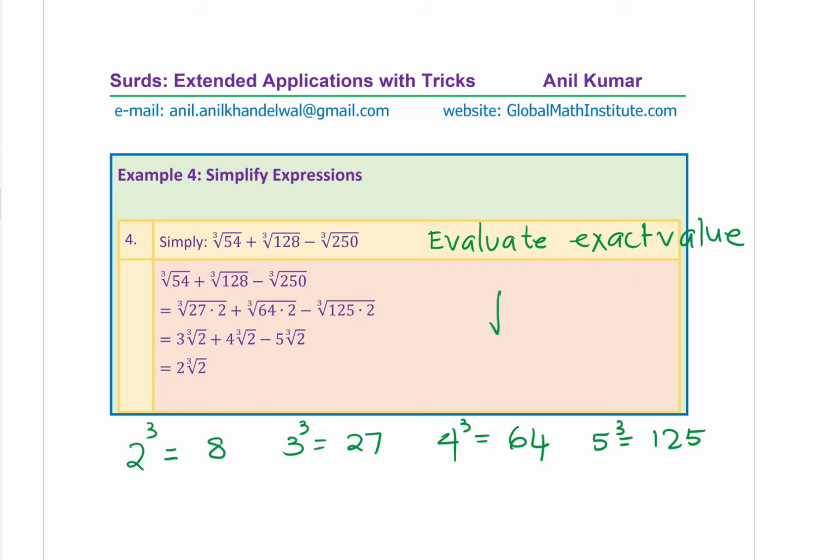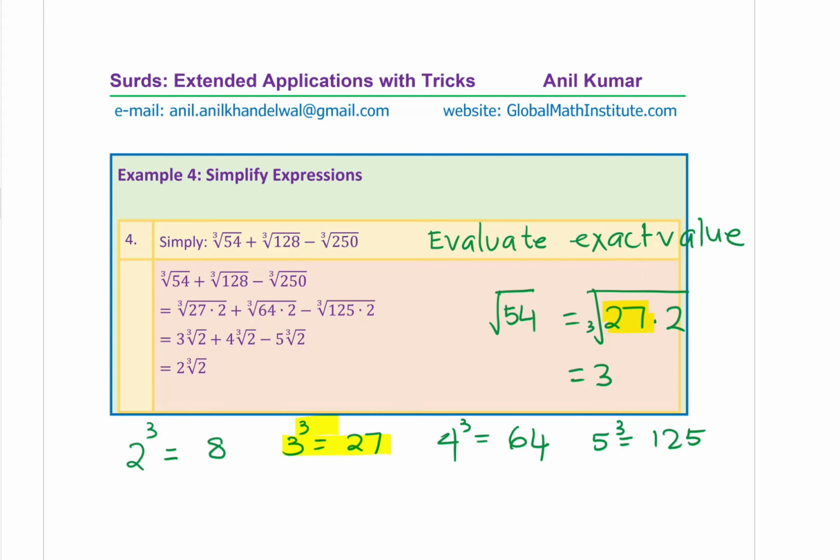So think like this. We have 54 here. Now 54 is a product of 3. We could write this as 27 times 2. That is 54, correct? Knowing fully well that 27 is basically equal to 3 cube. And therefore, we can actually write this as 3.